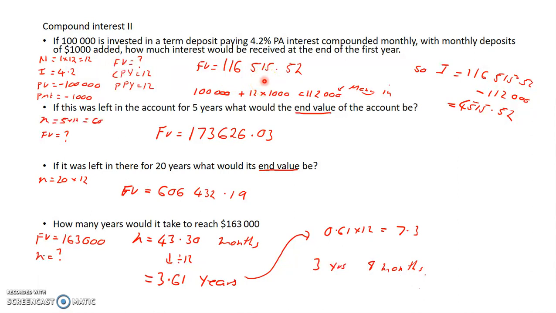$116,515.52. We work out the money that we put in because the interest has to be how much more we've made. This is where this one's a bit tricky. We put in the $100,000 at the start, but we also put in 12 payments of $1,000. So we put in $112,000 in total.